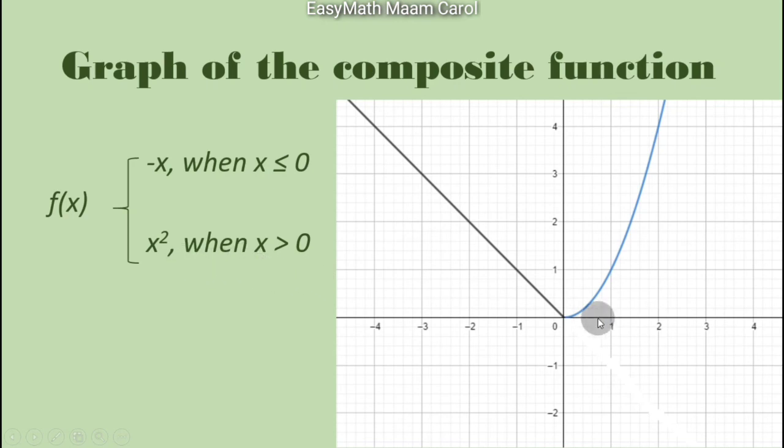Ngayon, pagka naman naging positive na siya, naging x squared na siya, parabola. So, yung kalahati ng parabola, yung positive side, eto na yon. So, itong buong ito ngayon yung magiging graph ng composite function natin na f of x is equal to negative x when x is less than or equal to 0 and x squared when x is greater than 0. Okay?